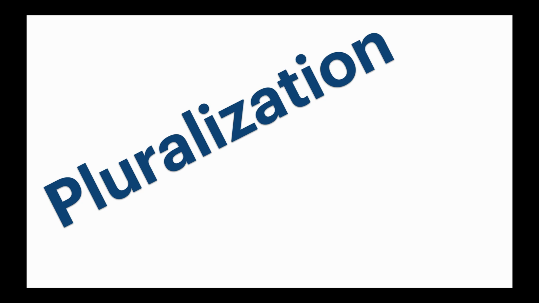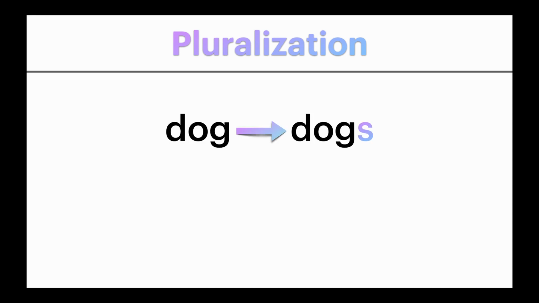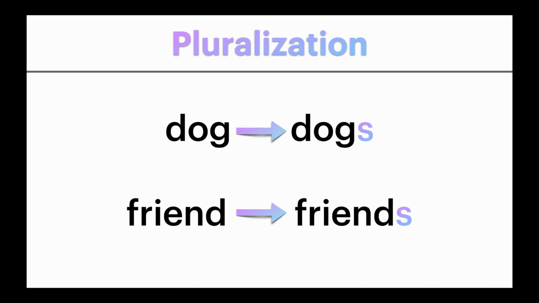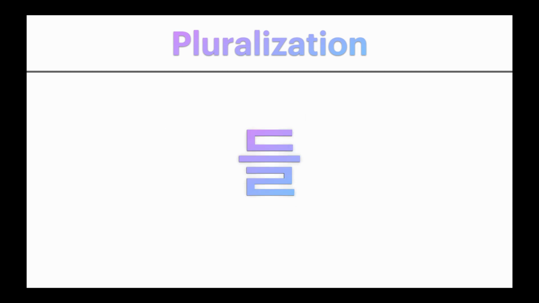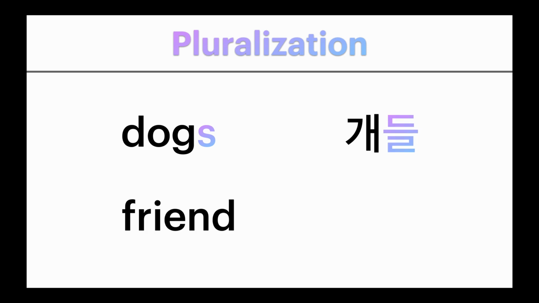Today we are going to be learning how to pluralize using 들. Pluralization in English is when we change a word like dog into dogs or friend into friends. In Korean, this is accomplished by adding 들 to a word. The word dog in Korean is 개, so to make it dogs, it becomes 개들. Friend, 친구, friends, 친구들.